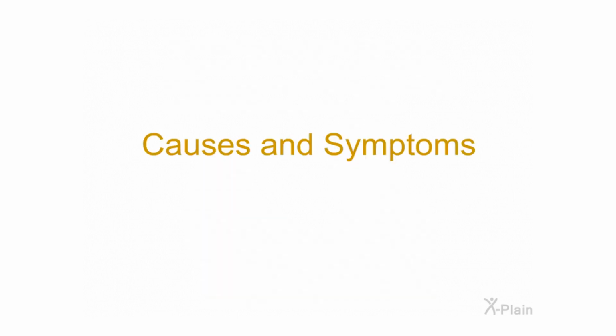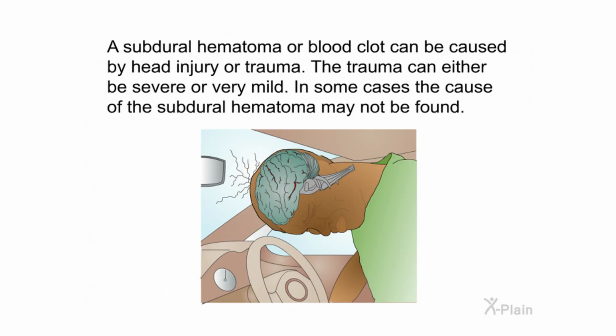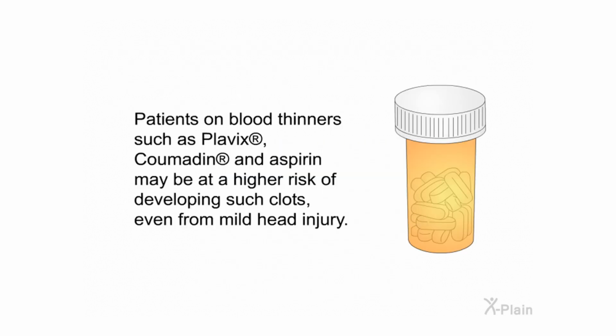Causes and symptoms. A subdural hematoma or blood clot can be caused by head injury or trauma. The trauma can either be severe or very mild. In some cases, the cause of the subdural hematoma may not be found. Patients on blood thinners, such as Plavix, Coumadin, and aspirin, may be at a higher risk of developing such clots, even from mild head injury.